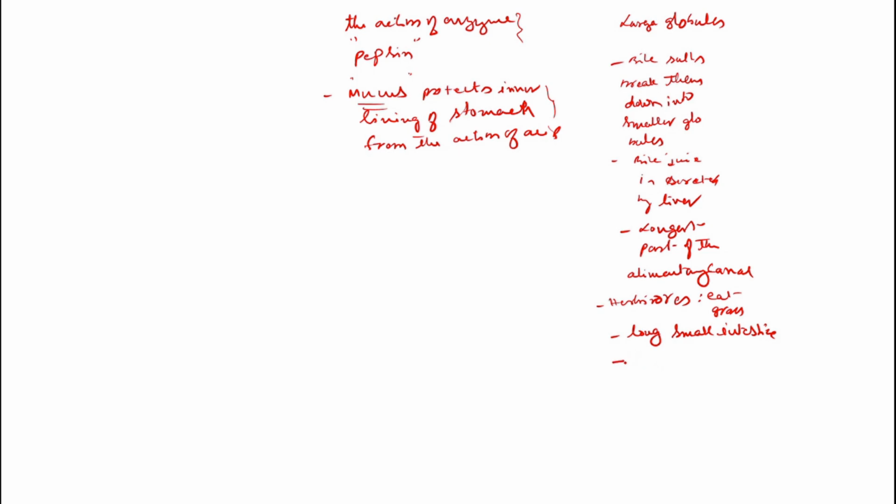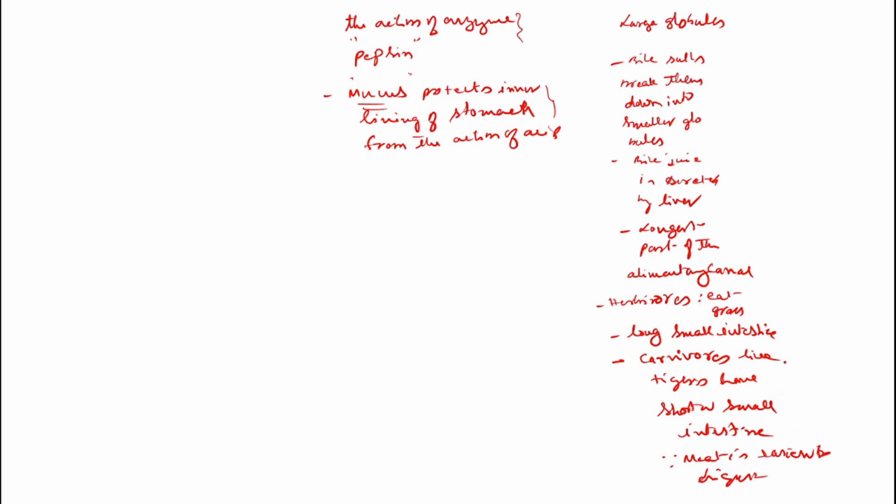So next, carnivorous, like tigers. Tigers have a shorter small intestine because meat is easier to digest. Since meat is easier to digest. This is also important. They may ask questions. Okay.